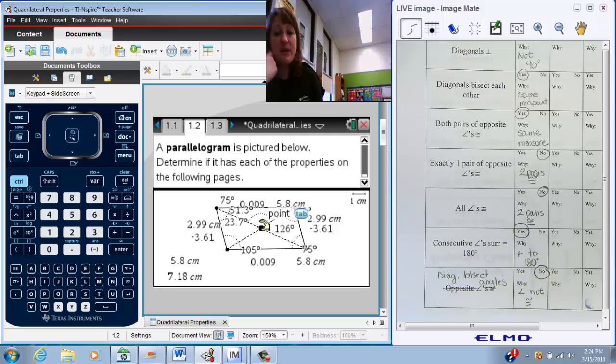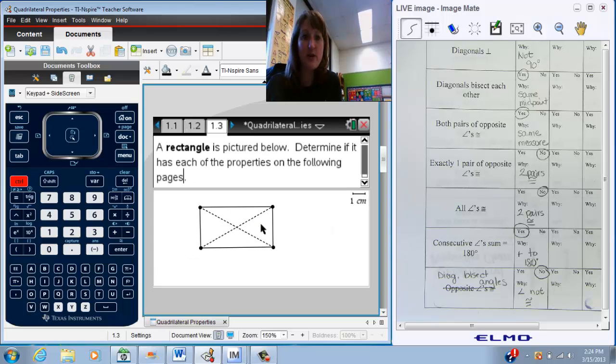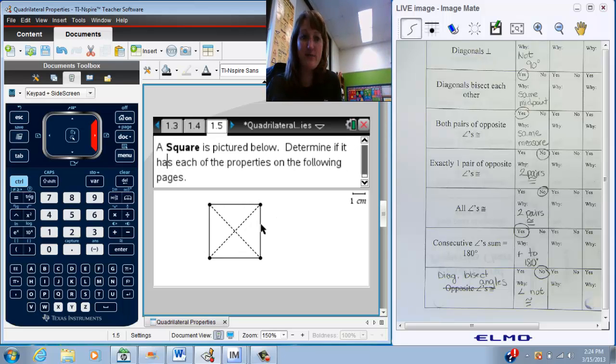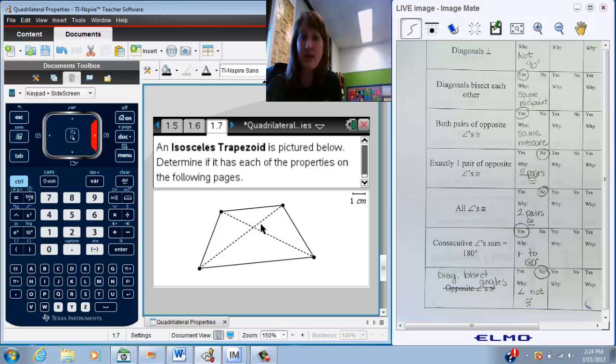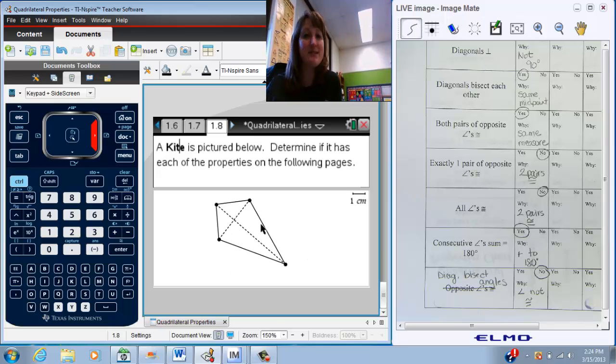Okay, so that's it. Basically what you're doing is just going through and testing the properties. What I don't want you to do is just circle random yeses or nos, because I'm not going through every single one of these. You have to actually truly test all of your properties for each of the shapes. If you continue through the document, you have a picture of a rectangle, you have a rhombus, you have a square, you have a trapezoid, an isosceles trapezoid, and a kite.